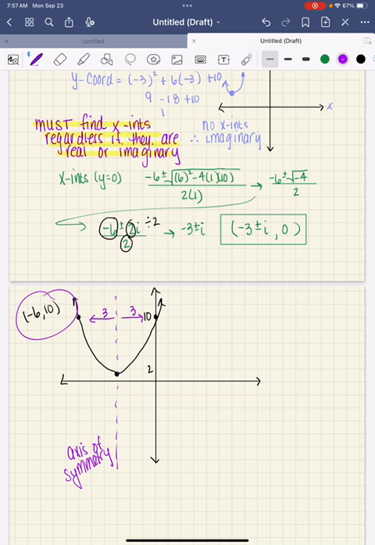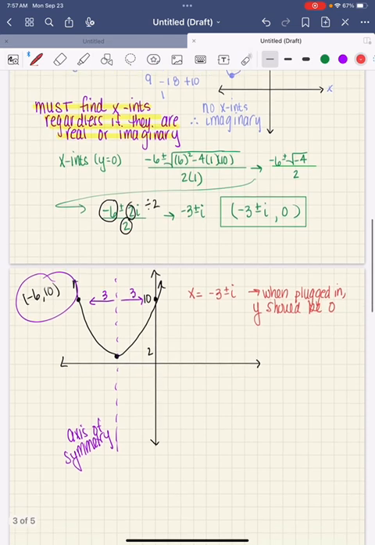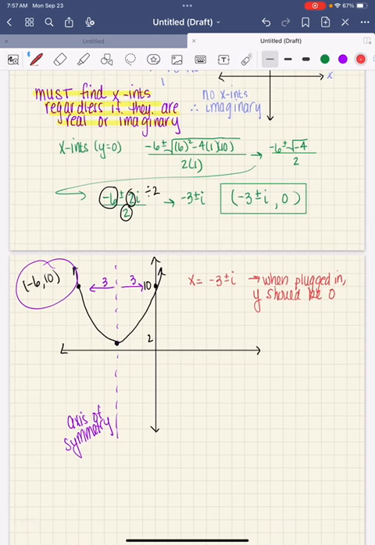Okay, let's check our work. I know, checking our work, what a pain in the butt, but we are going to check our work. So to check my work, we said that the x-intercept was at negative 3 plus or minus I. So to check, that means that when I plug this in, I should get 0 for y. Okay, so I'm going to plug in negative 3 plus I. I just think it's a little bit easier than negative 3 minus I, whatever.